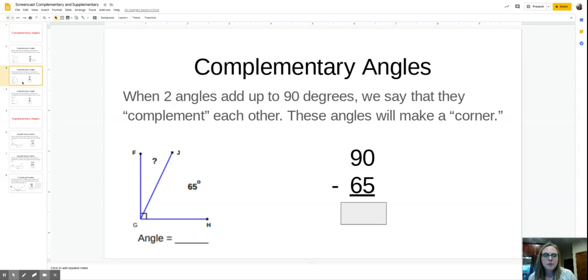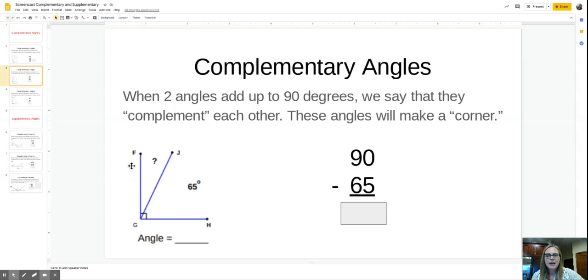So here's another example. Again, when we look down here in the corner, we can see that square down here. And that tells us that, again, this is that 90-degree angle or a right angle. And when we have that right angle, we know that we can find that missing angle right here by doing that subtraction problem again. And so I have it set up over here for us.